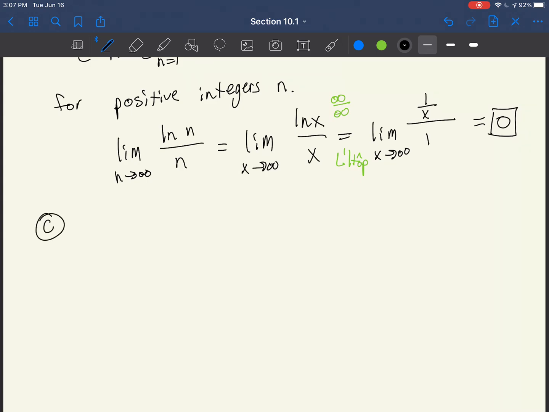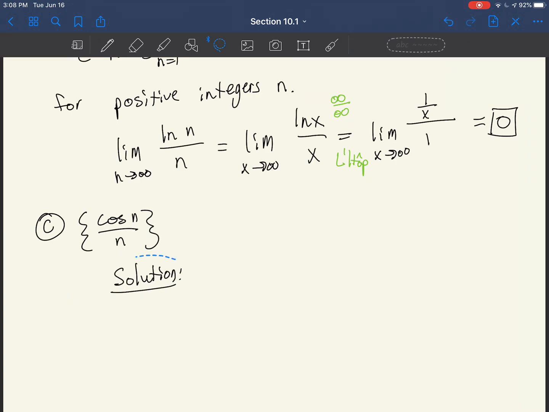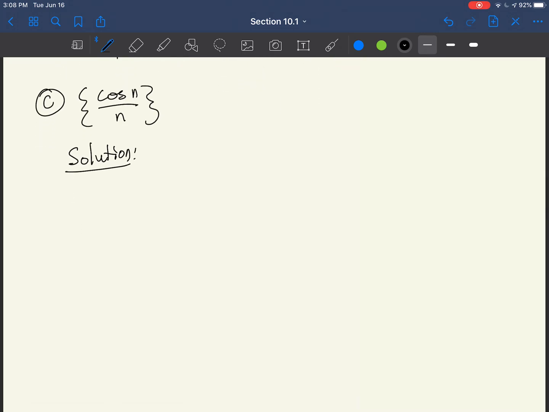Okay, part C, we have the sequence cosine n divided by n. We can't take this limit directly because cosine n is oscillating between -1 and 1. But we know that cosine n oscillates between -1 and 1. So if you divide everything by n, you have -1 over n is less than or equal to cosine n divided by n, which is less than or equal to 1 over n.